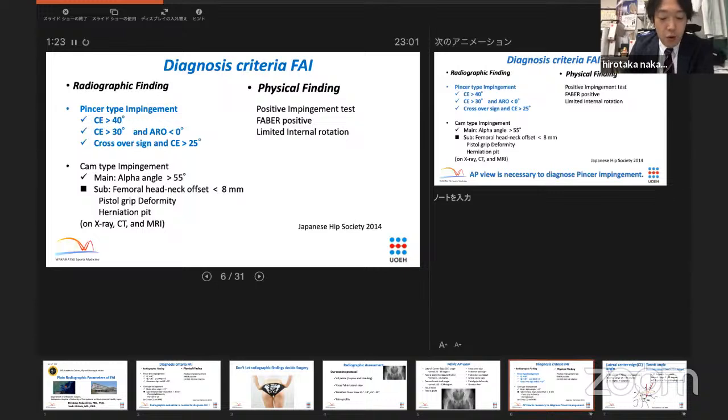Once again, I will show the diagnosis criteria of FAI. The diagnosis criteria of the pincer type are a lateral center edge angle more than 40 degrees, or an axial roof oblique or Tonnis angle less than 0 degrees, or a positive crossover sign, and so on. So the AP view is necessary to diagnose pincer impingement.